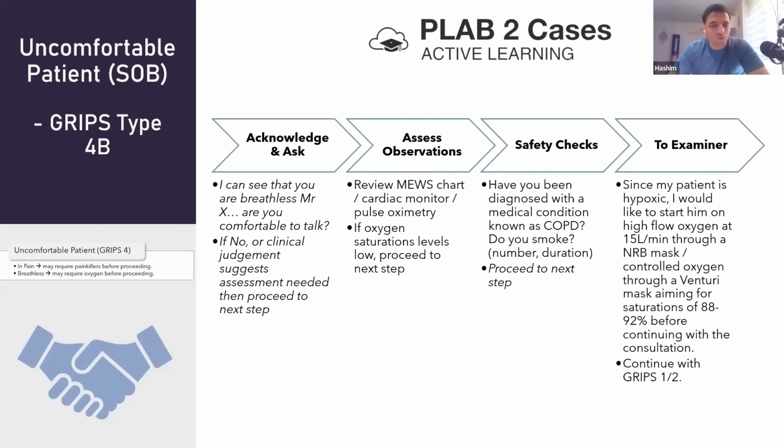If he says no, or your clinical judgment suggests that you need to assess his breathing, move on to the next step, which is assess his observations. So in the acute pulmonary edema one, there'll be a MEWS chart. In the SimMan stations, there'll be a cardiac monitor to be able to check the oxygen saturations and the respiratory rate. And then according to the oxygen saturations, proceed to the next step if they're low.